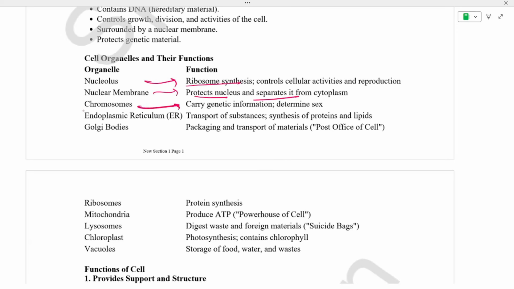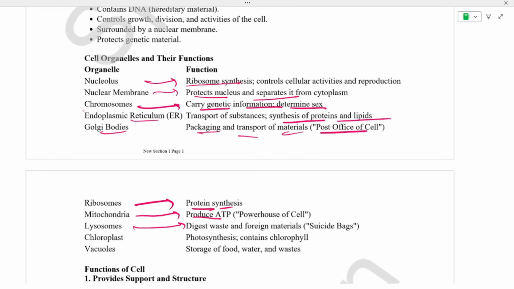Next is about the chromosomes. They carry genetic information and determine the gender. Next is the ER, that is endoplasmic reticulum, which does transport of substances and the synthesis of proteins and lipids. Golgi body is packaging and transport of the materials, called the post office of the cell. Next we will see the ribosome, which is for protein synthesis. Mitochondria produce ATP, adenosine triphosphate.